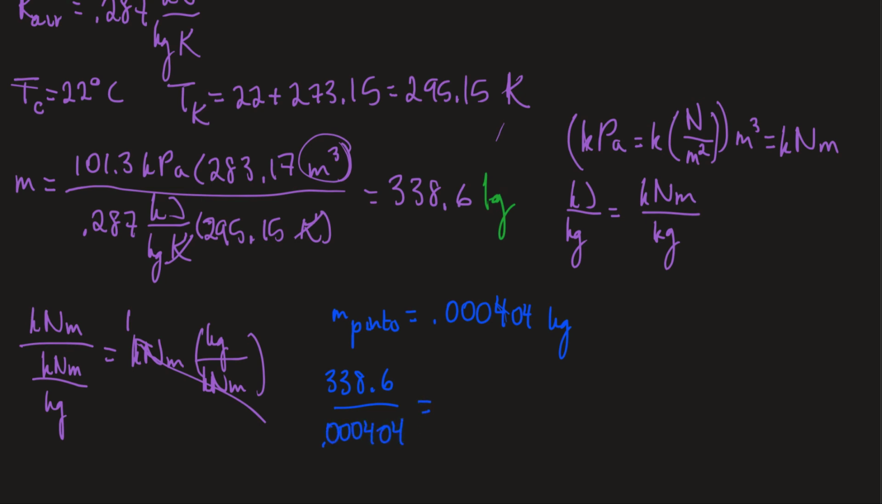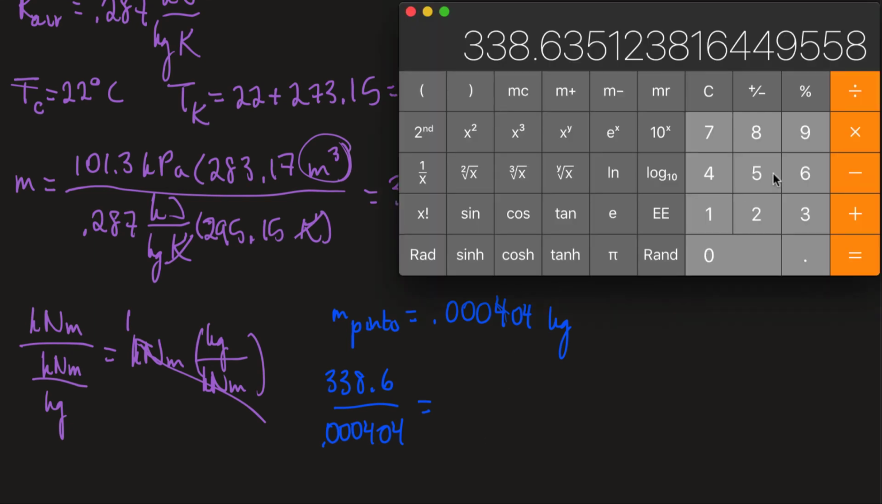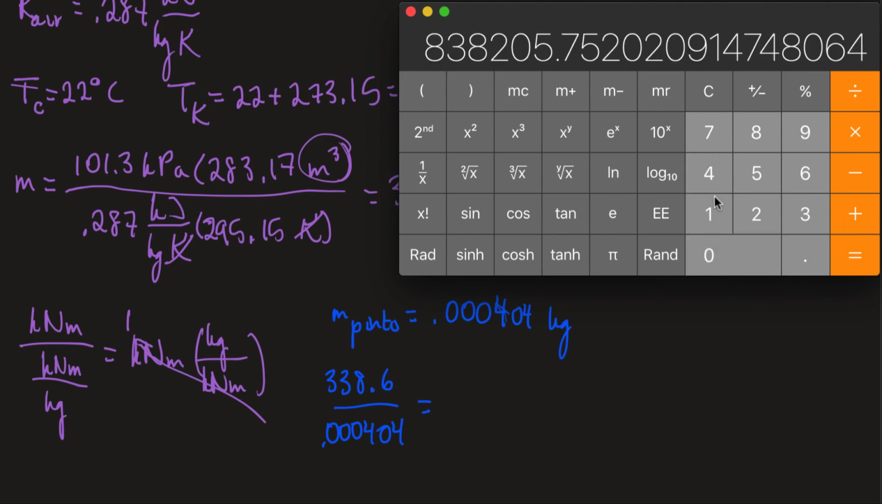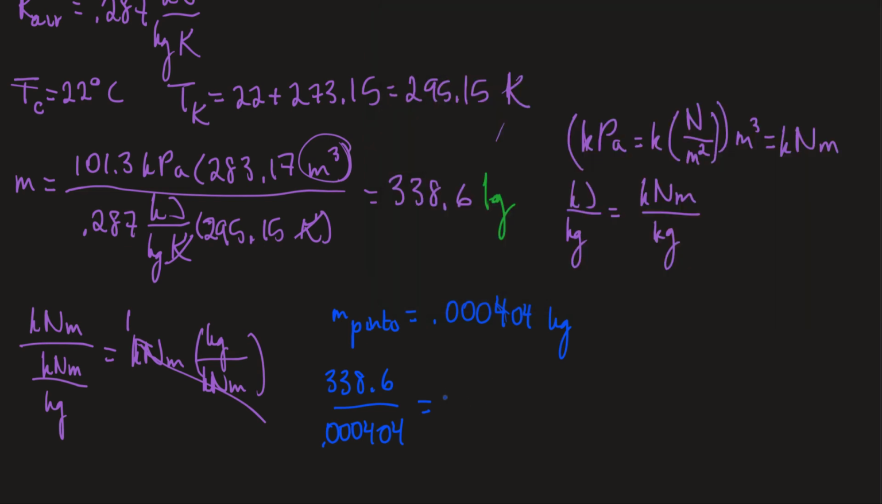and pull out that calculator again. Divided by 0.000404, about 838,000 pinto beans. So 838,000, I think it was 200 pinto beans. So we've concluded that 838,200 pinto beans have the same mass as the mass of air in a standard classroom.